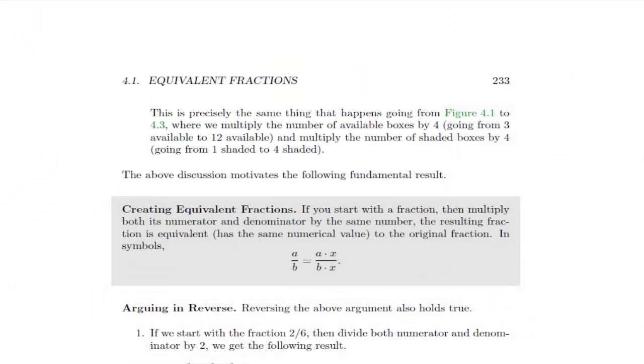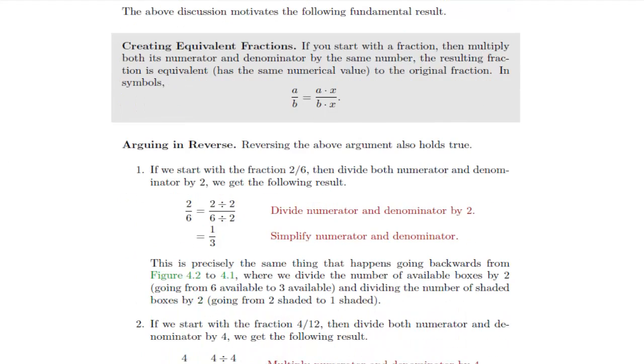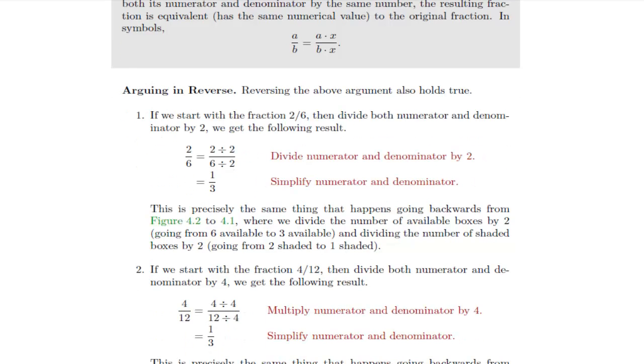The above discussion motivates the following fundamental result: creating equivalent fractions. If you start with a fraction and multiply both its numerator and denominator by the same number, the resulting fraction is equivalent, has the same numerical value, to the original fraction. In symbols, a over b equals a times x over b times x. Arguing in reverse. Reversing the above argument also holds true.